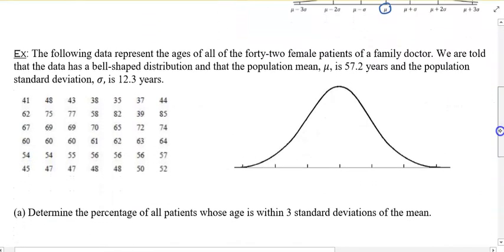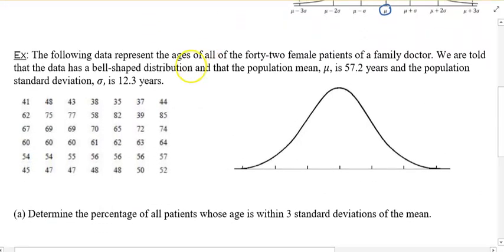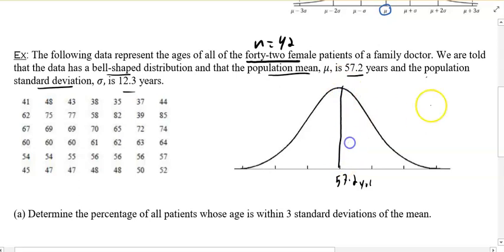So look at this example really quick. It says the following data represent the age of all of, that's N, 42 female patients of a family doctor. We are told that the data has a bell-shaped curve. Awesome. And that the population mean is 57.2 years. And the population standard deviation is 12.3. What does that mean? Add 12.3 to 57, right? So this is the mean. The mean cuts the data exactly in half.